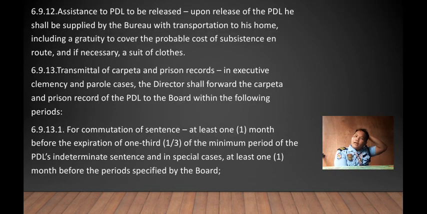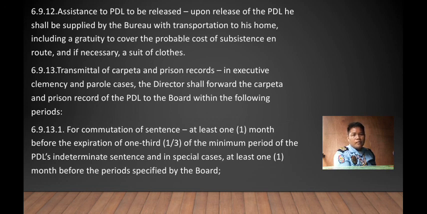We have here some assistance to PDL to be released. Upon release of the PDL, he shall be supplied by the Bureau with transportation to his home, including a gratuity to cover the probable cost of subsistence en route, and if necessary, a suit of clothes. Transmittal of carpeta and prison records in executive clemency and parole cases.